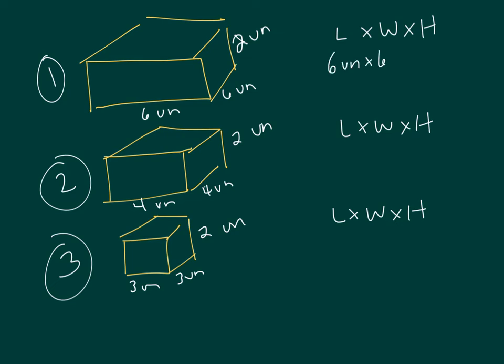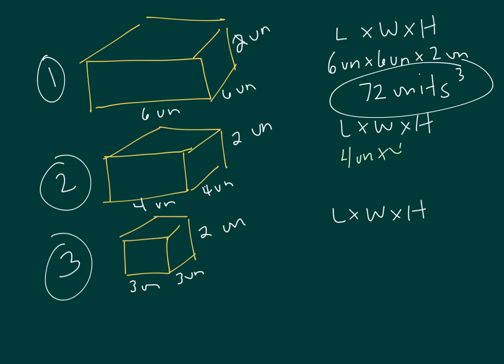So 6 units times 6 units times 2 units. 6 times 6 is 36 times 2, 72. So 72 units cubed. I'll switch colors so it's easier to see. The second one is 4 units by 4 units times 2 units. We have our length, our width, and our height. 4 times 4 is 16, times 2 is 32 units cubed.